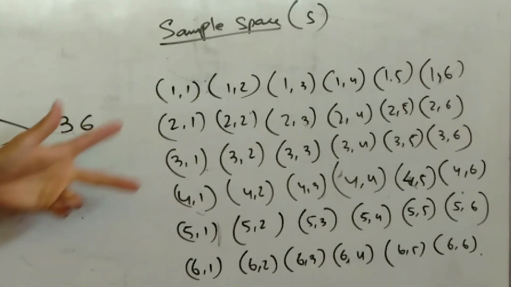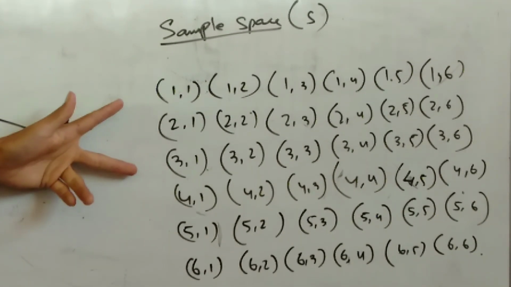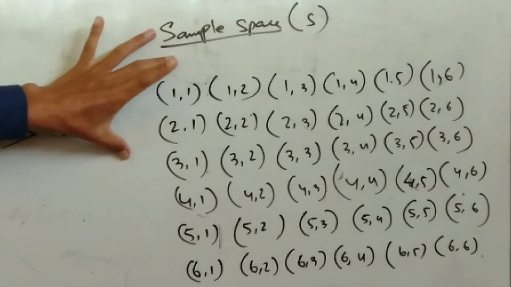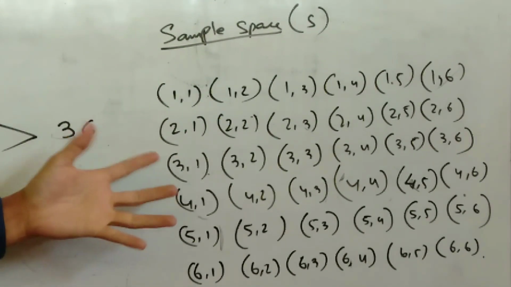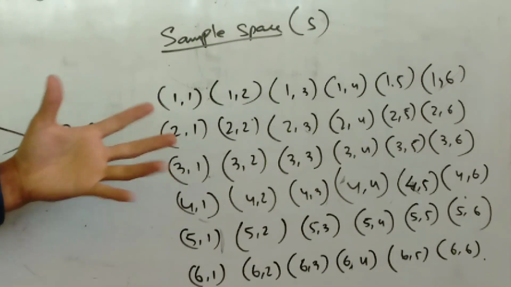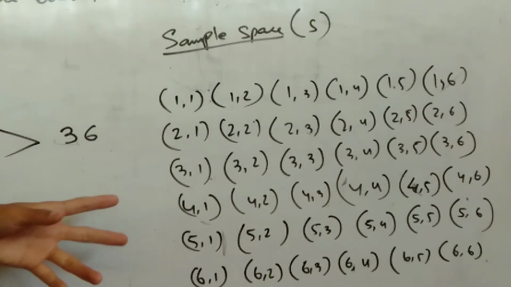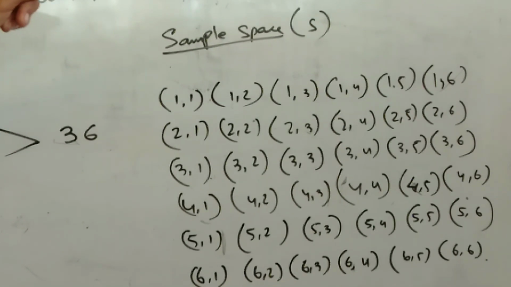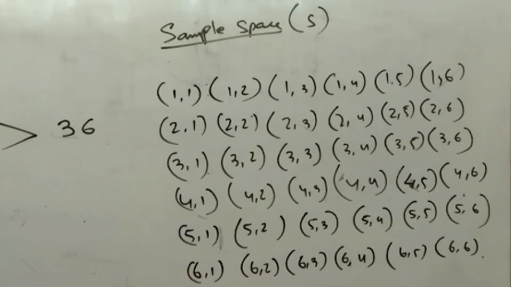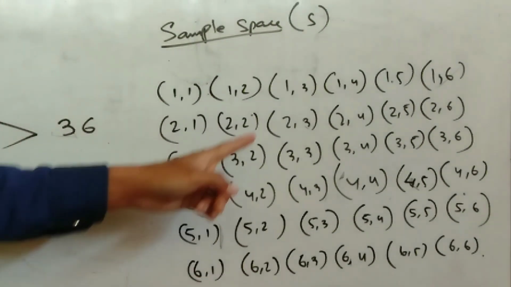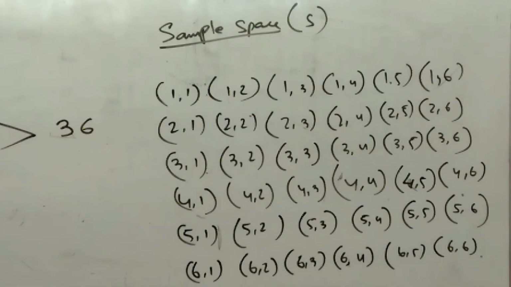When you roll or throw two dice, all these are the possible outcomes that can occur, that can happen. So out of this, the question says that we are going to find the chance of getting 10. The sum of the points is 10.